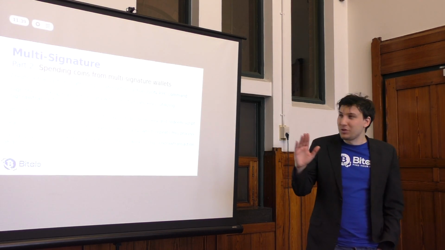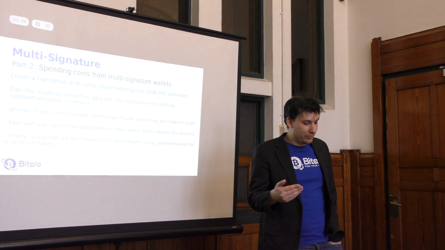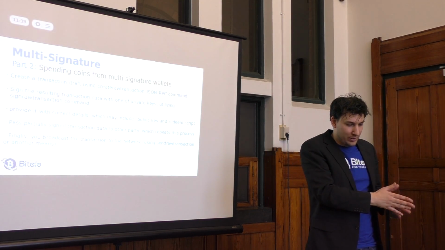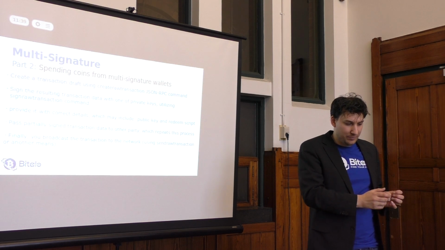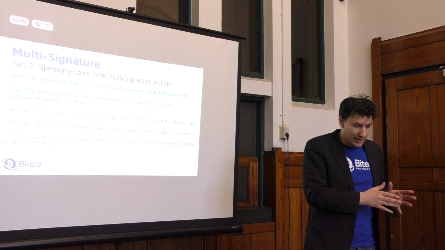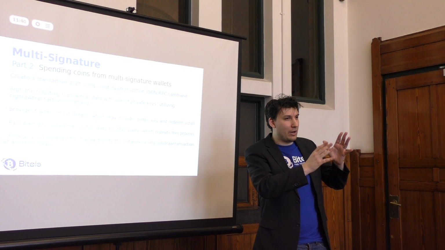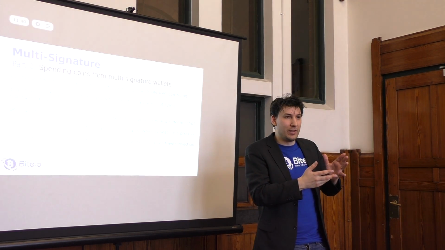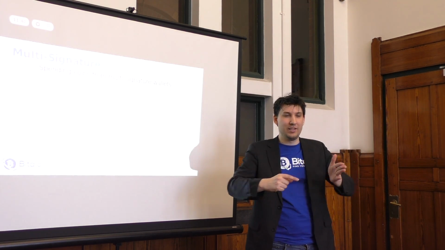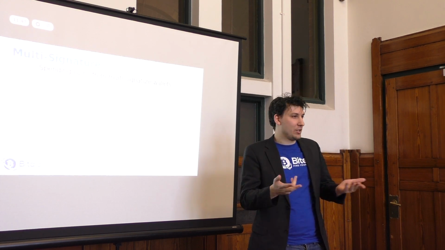Okay, then how do you now spend the coins from there? You have to start with one signature. So you sign the resulting transaction data with one private key, and then you provide it with the correct details, and then you have some kind of partially signed transaction. This partially signed transaction is then handed over to the next person with the next key, and then the process starts again, and the second person has to sign it, because it has to be at least two.